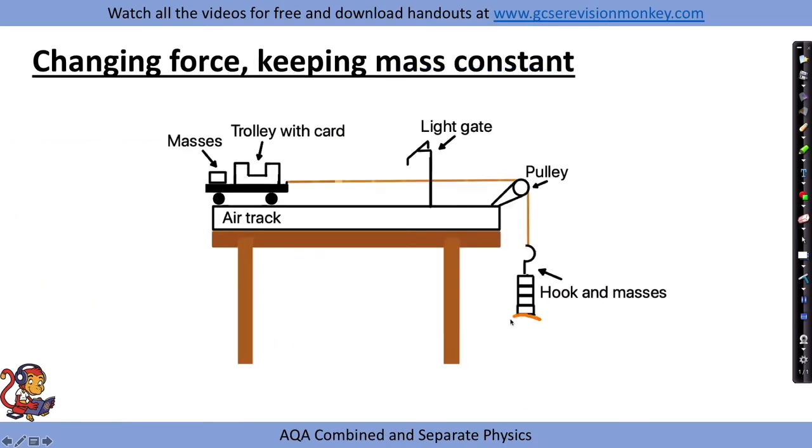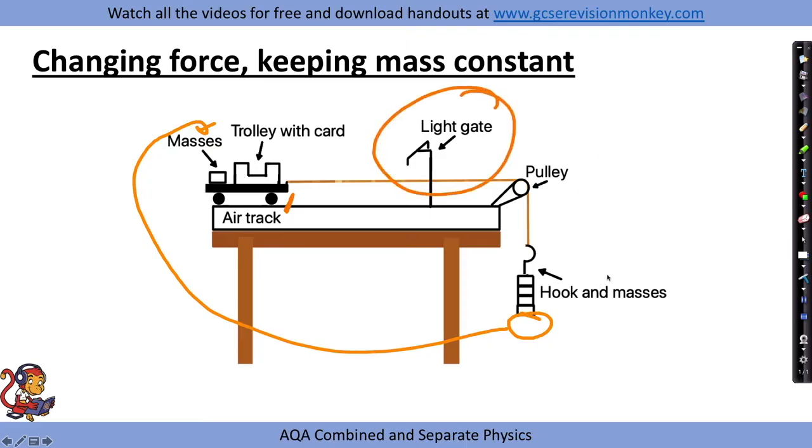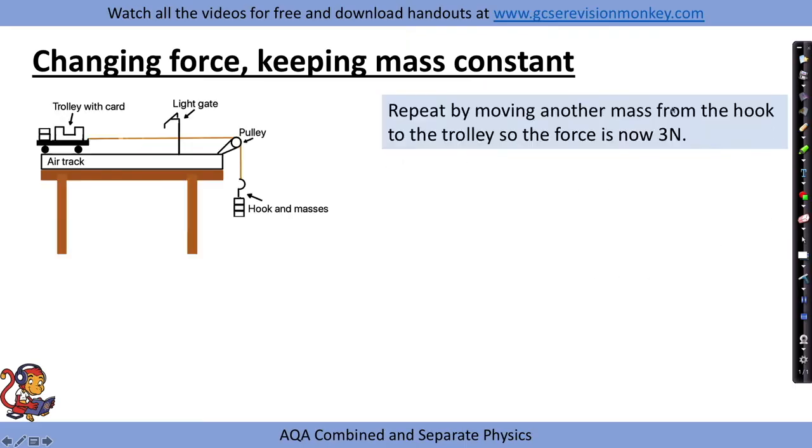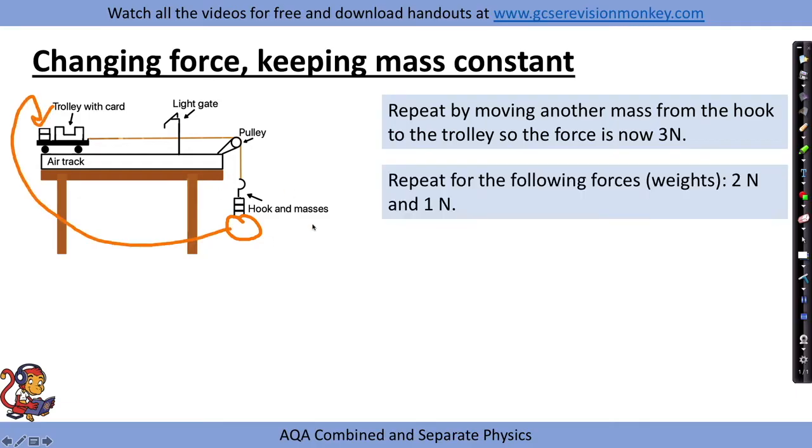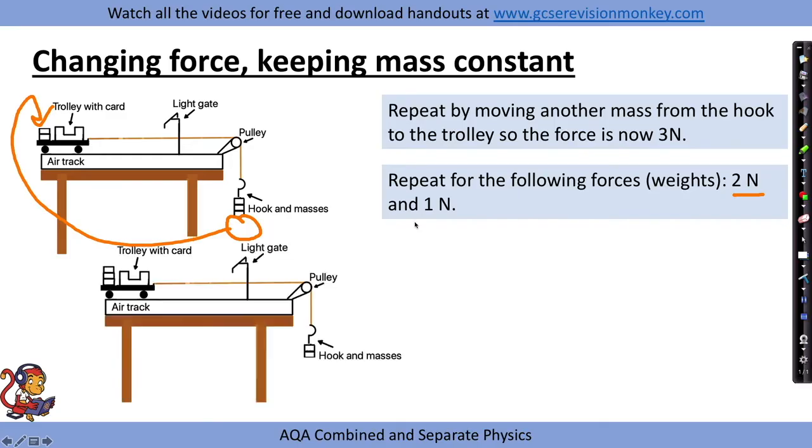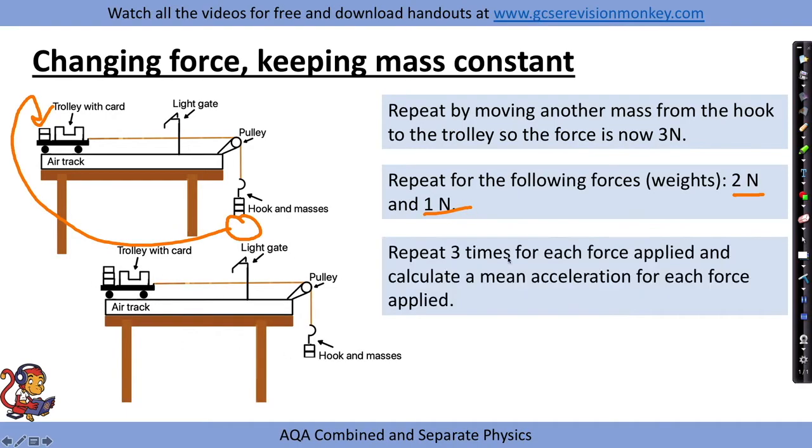So you can see here I've removed one of the masses from down here and placed it onto the trolley instead. And then we do exactly the same thing, let the trolley go from the starting position and measure acceleration using the light gate. We'd repeat by moving another mass from the hook and placing it on the trolley so that the force is now 3 newtons that we're pulling down with, and again measuring acceleration. And then we'd repeat it for the following forces, so perhaps 2 newtons, moving them up here, and then we'd do it again with 1 newton as well. We'd repeat 3 times for each force applied and calculate a mean acceleration for each force.